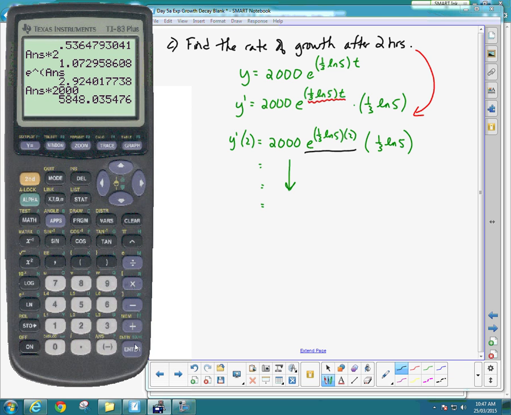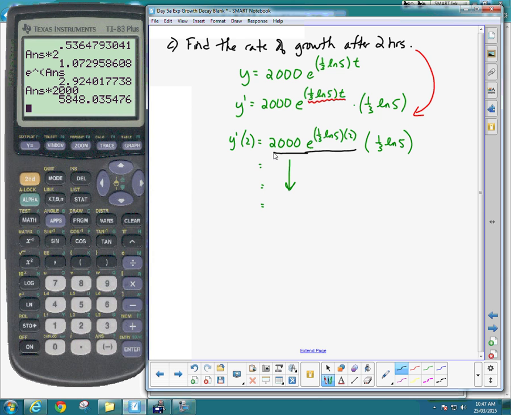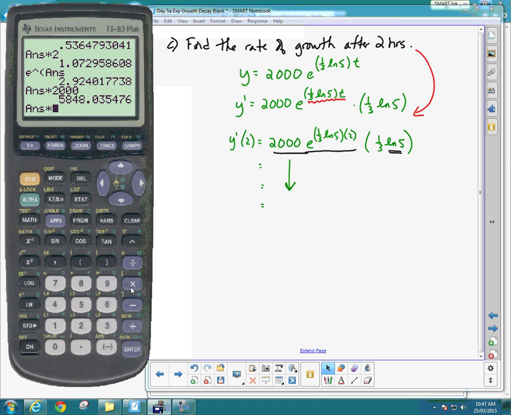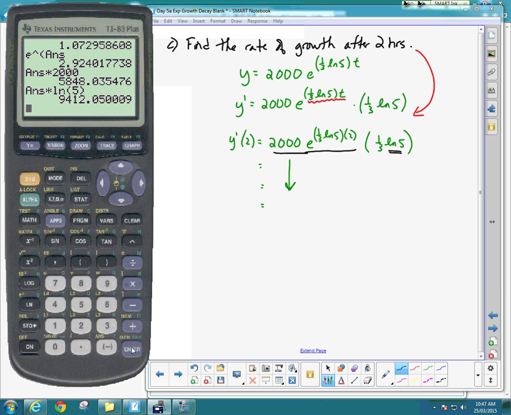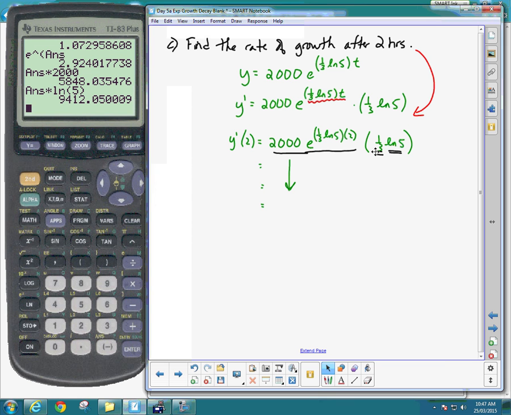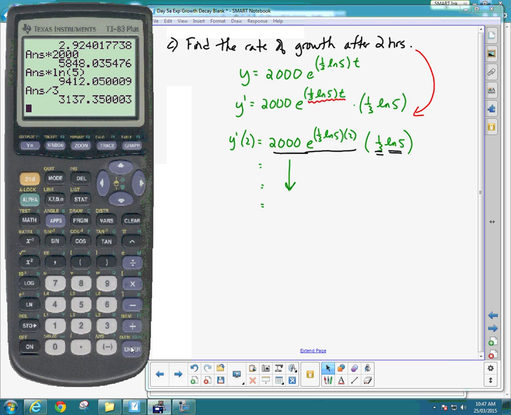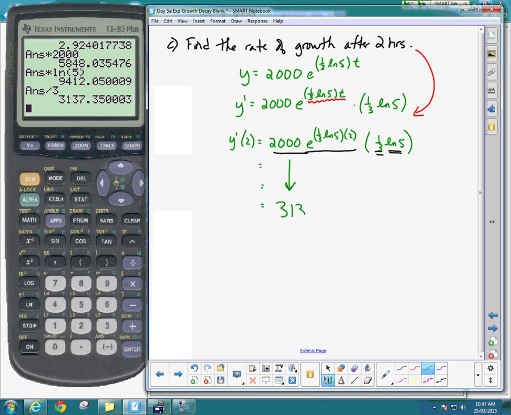So now I've got this part. Now I've got to multiply it by this. I think I'll first multiply it by ln 5. So times ln 5. And then I'm going to multiply it by 1/3, which is the same as dividing by 3. And I get that the answer is 3,137. Now remember, it's not 3,137 bacteria, because we know at 2 hours there's 5,800 bacteria.